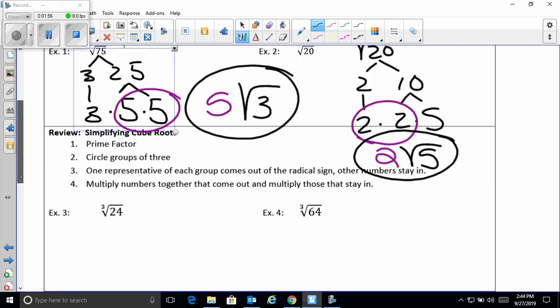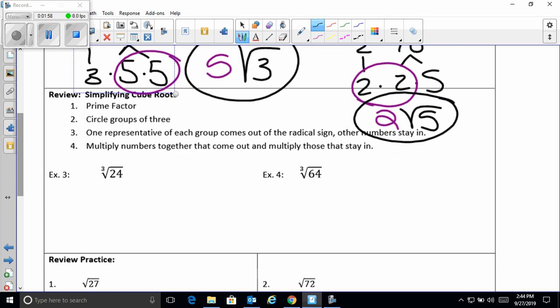What about with cube roots? Well, we start off the same. We're going to prime factor it. But then instead of looking for pairs, we're looking for groups of 3. Then we follow the same rule, but just pulling out groups of 3.